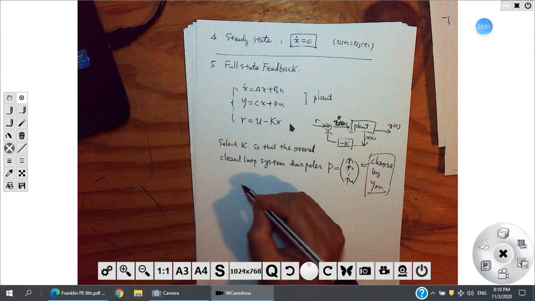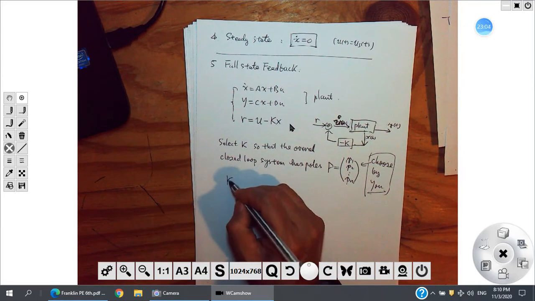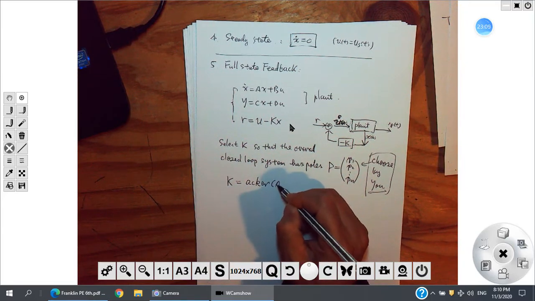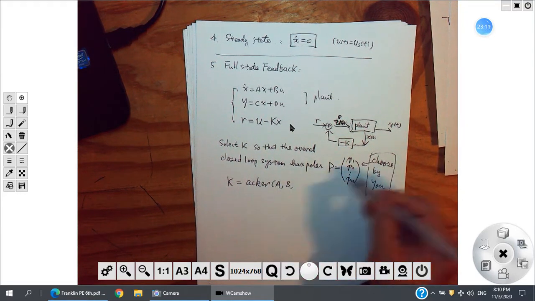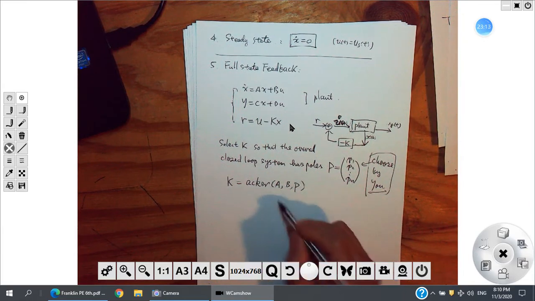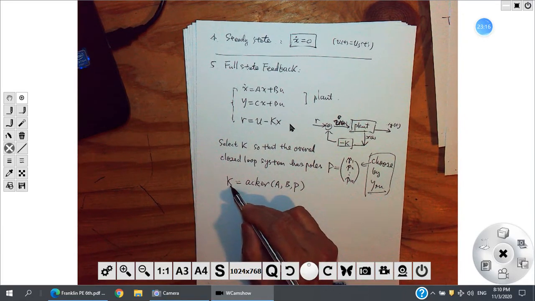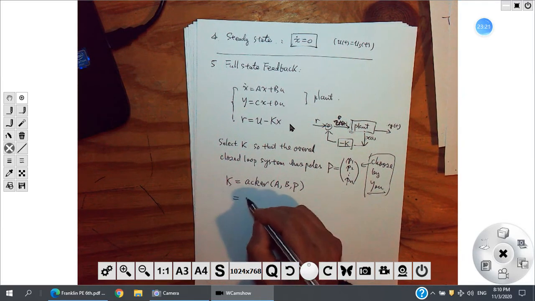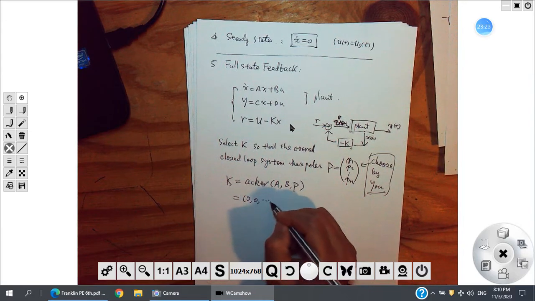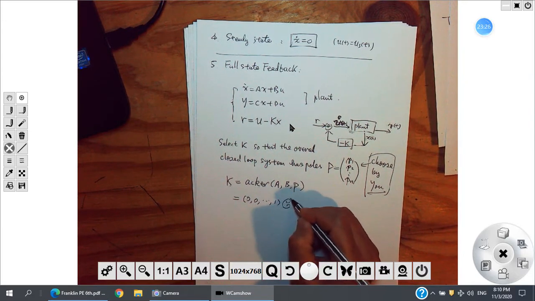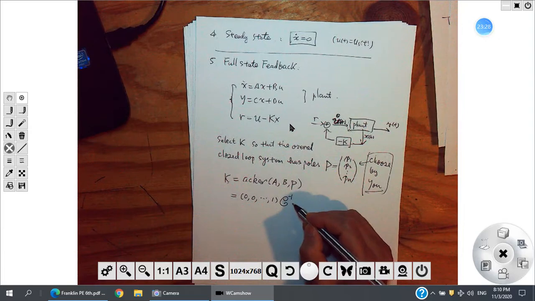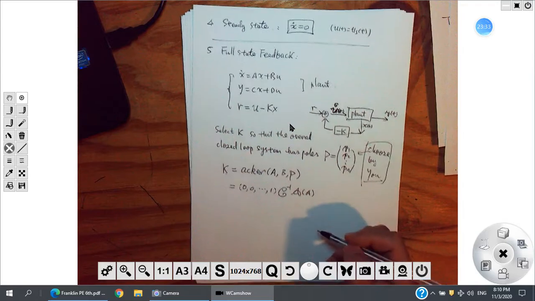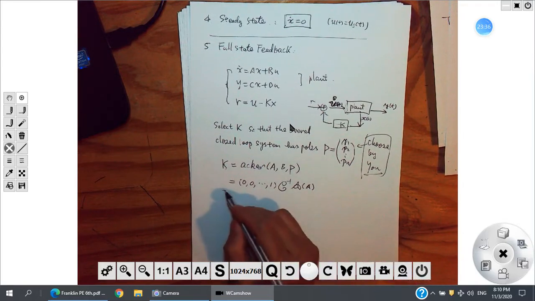Right, we have a formula. What is k? K is that function acker with A, with B, and with this P as input of this function. Then this function will return what k is to you. It's a MATLAB command. If you want, you can also calculate by hand. It will be this one, this C, and here will be a polynomial, alpha of A, capital A of A, like this. Right? You can also have this.